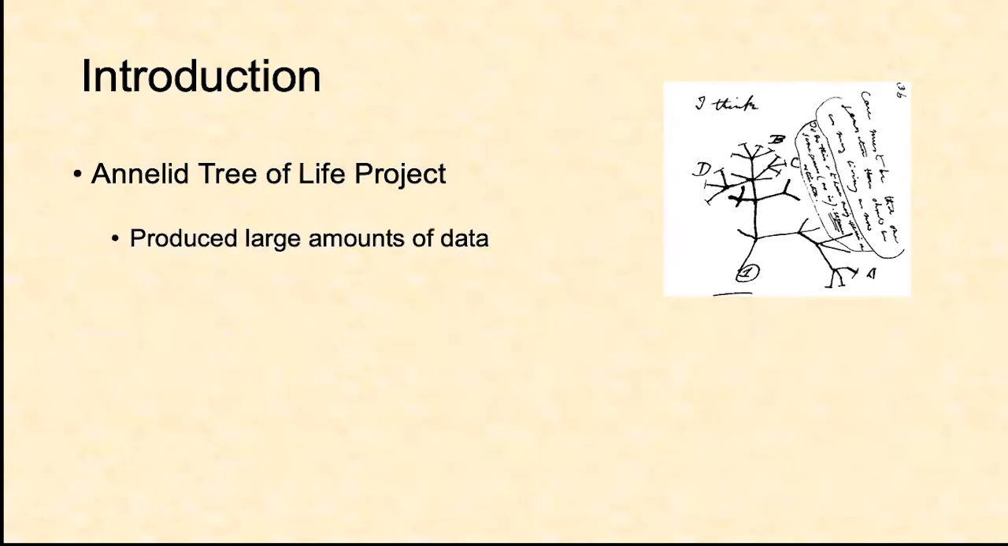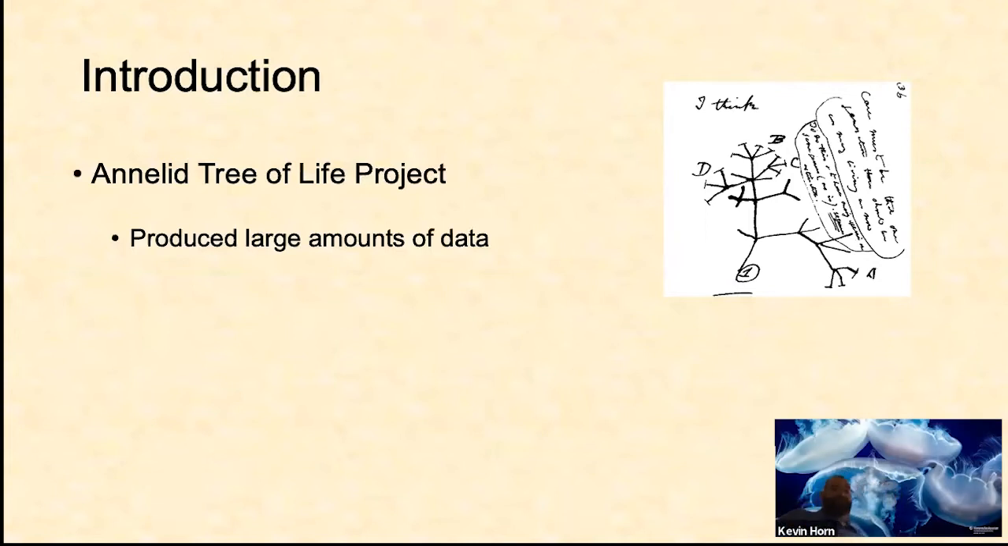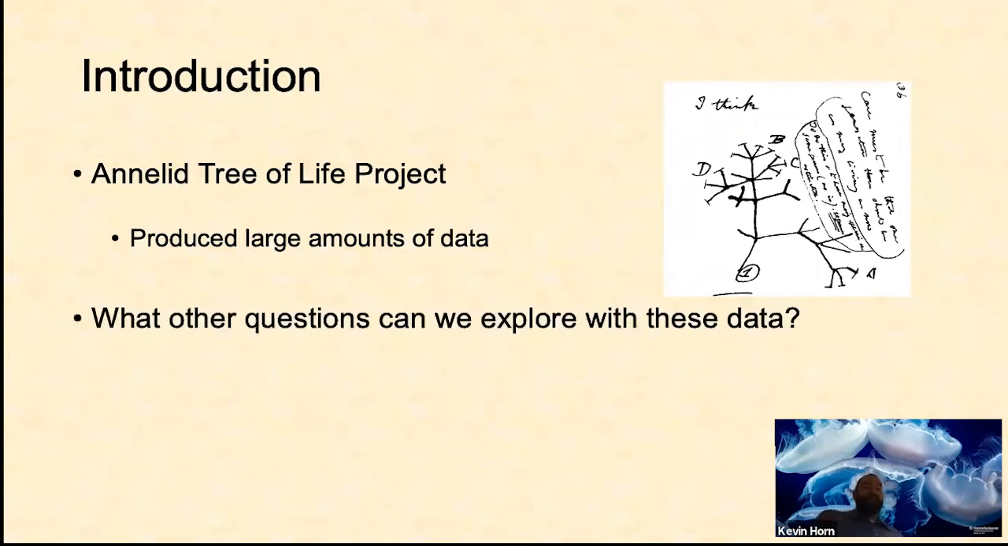But as part of that project, we were producing very large amounts of sequence data. We were sequencing a lot of transcriptomes. We were assembling phylogenies, but I started trying to think about other things we could do with those data, other questions we could address. You know, what are some other interesting things we can look at in annelids? And annelids are actually a really cool group to study evolution in, because they are diverse. They have a lot of different lifestyles, a lot of different habitats.